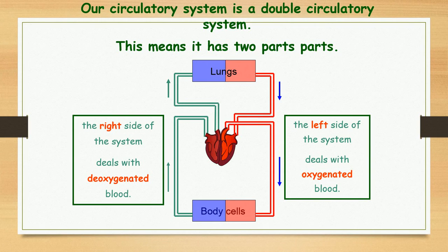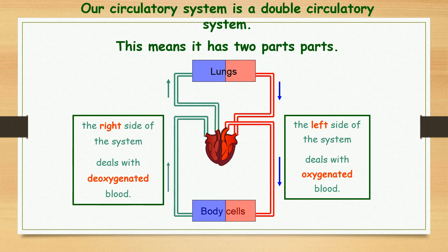Yes, students, even though we have already discussed the double circulatory system in our last slide, I thought to share one more illustration with you so it will help you understand it even better. We already know that our circulatory system is a double circulatory system, meaning blood passes through the heart twice.